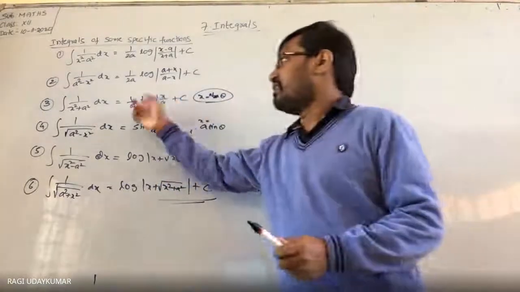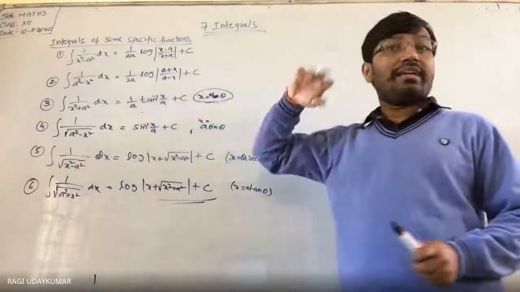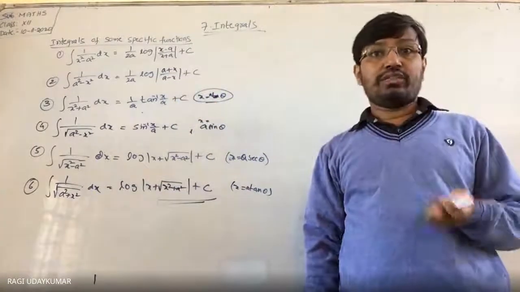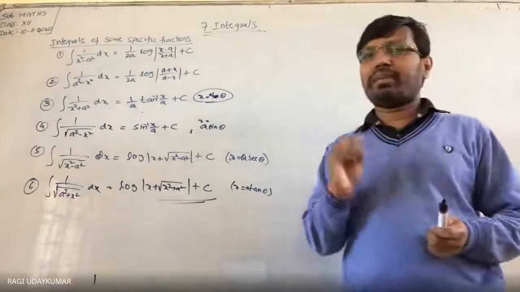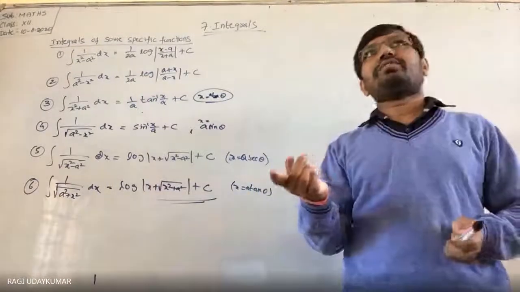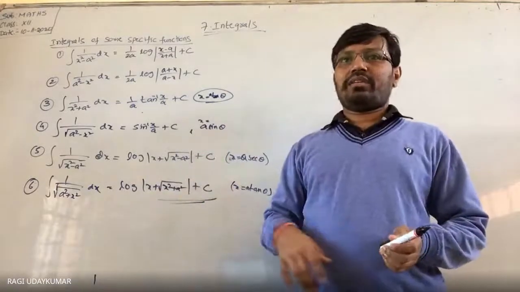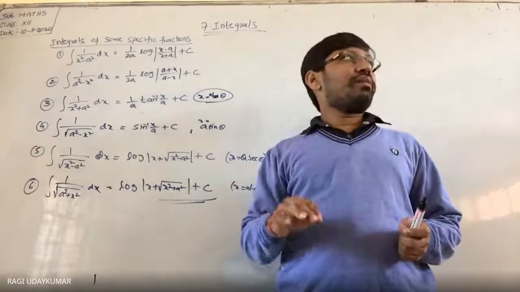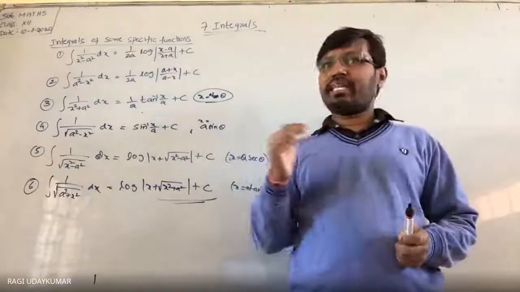And next is the trigonometry one. To remember these, the inverse trigonometric identities, if you remember them, then it is an easy task. Integration of 1 by x square plus a square, in the form of 1 plus x square, is 1 by a tan inverse x by a. And the integration of 1 by under root of a square minus x square is equal to sin inverse of x by a.